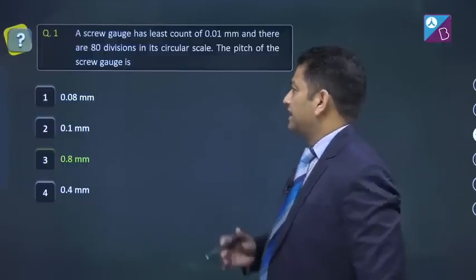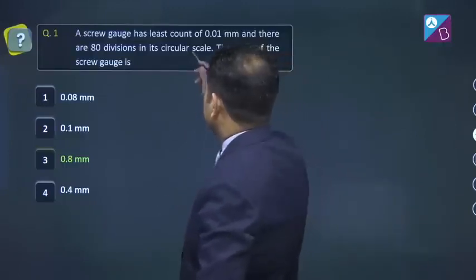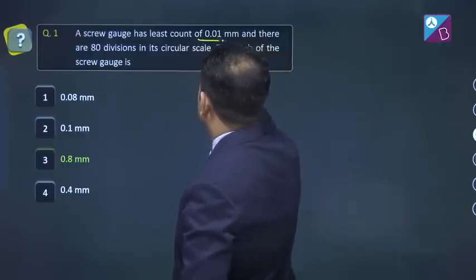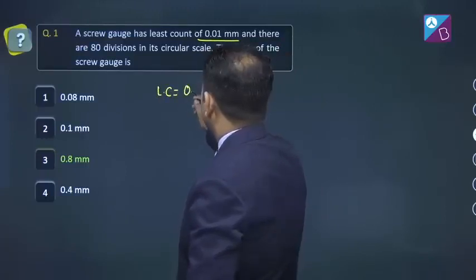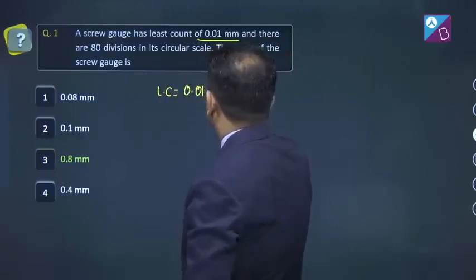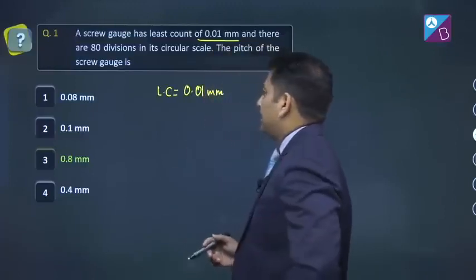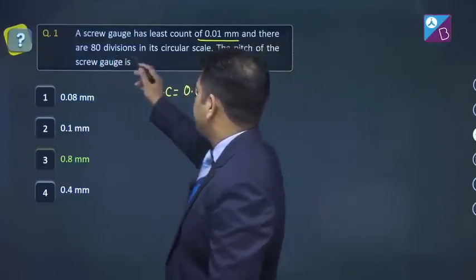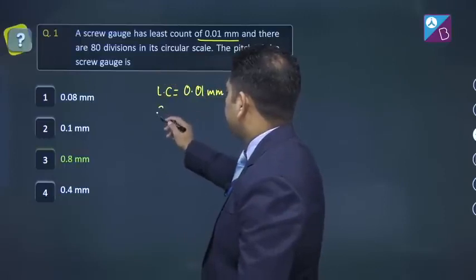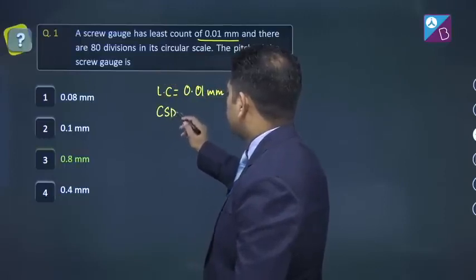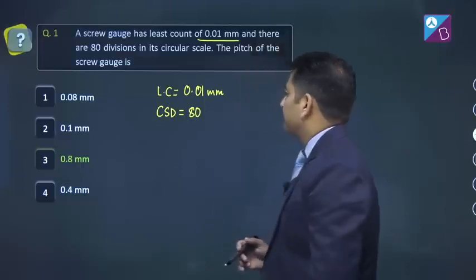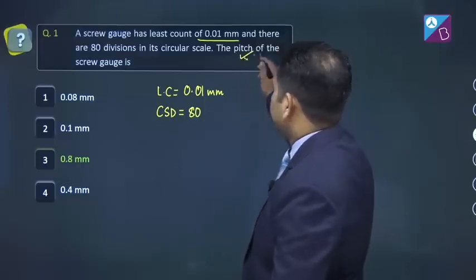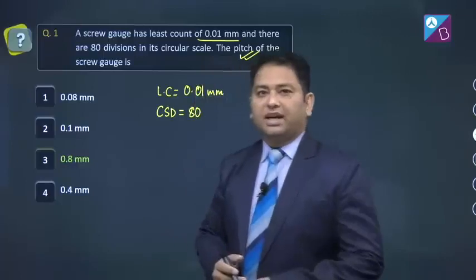So let's see here. The question says there is a screw gauge और ये जो screw gauge का least count that has been given as 0.01 millimeter. And there are total number of 80 divisions in its circular scale. यानी number of circular scale division CSD that is 80. हमें calculate करना है the pitch of the screw gauge.